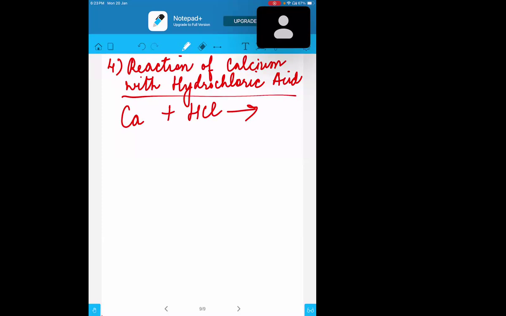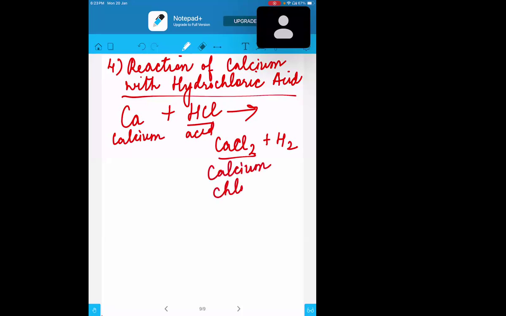What have you got, Rishit? Calcium plus hydrochloric acid, I got the salt as calcium chloride, CaCl2, and H2. Correct. So this metal is calcium, and hydrochloric acid is the acid. We have got calcium chloride, CaCl2, and the hydrogen will be released.